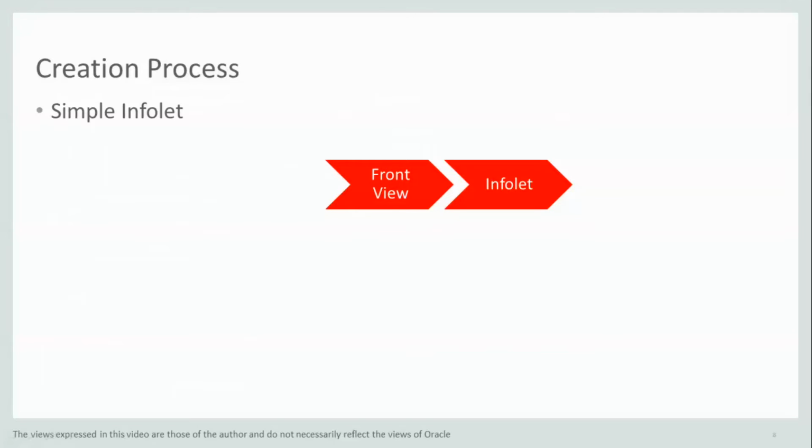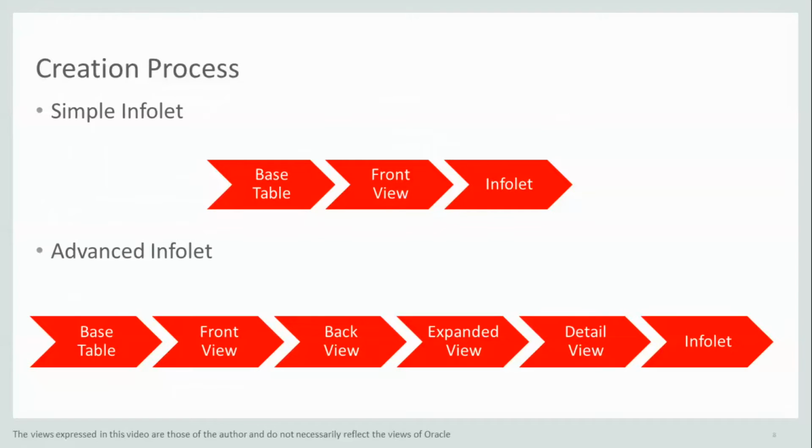We don't have to have a back view and an expanded view. We could just make a front view of the infolet and add that to the Sales Cloud homepage. Well, if you've seen my previous videos, you know that I always start off with a base table to be able to inspect the data before I aggregate it into a KPI. So we could start off with building a table, then build a KPI for the front view and put it on the infolet. But we will do it all.